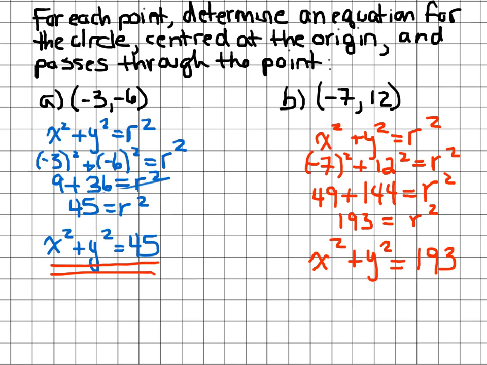Again, 193 is the radius squared. It is not the radius. To find the radius, you would have to take the square root of that number to determine what the radius is.